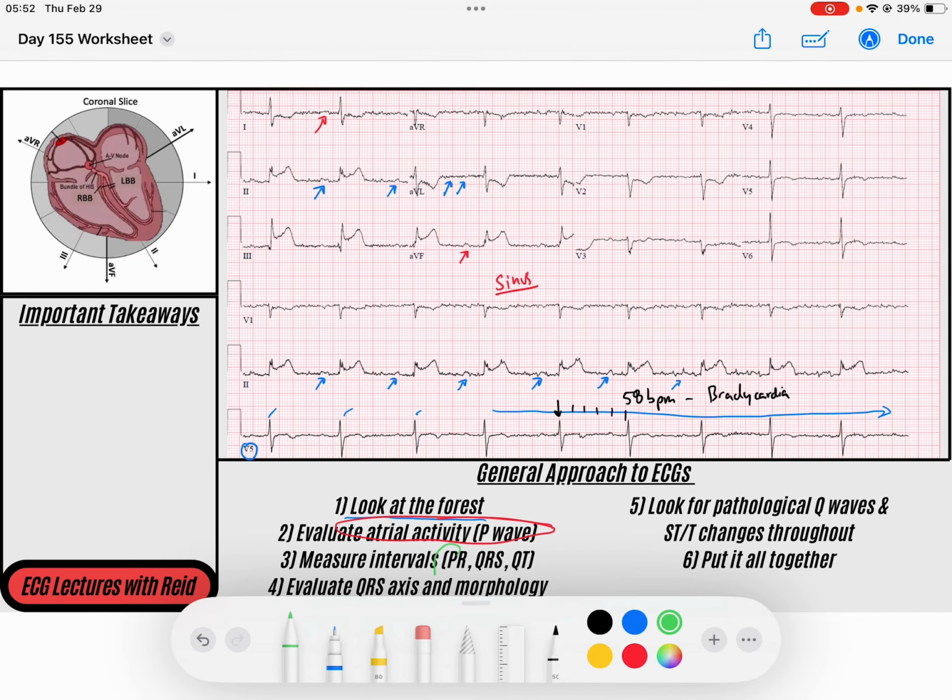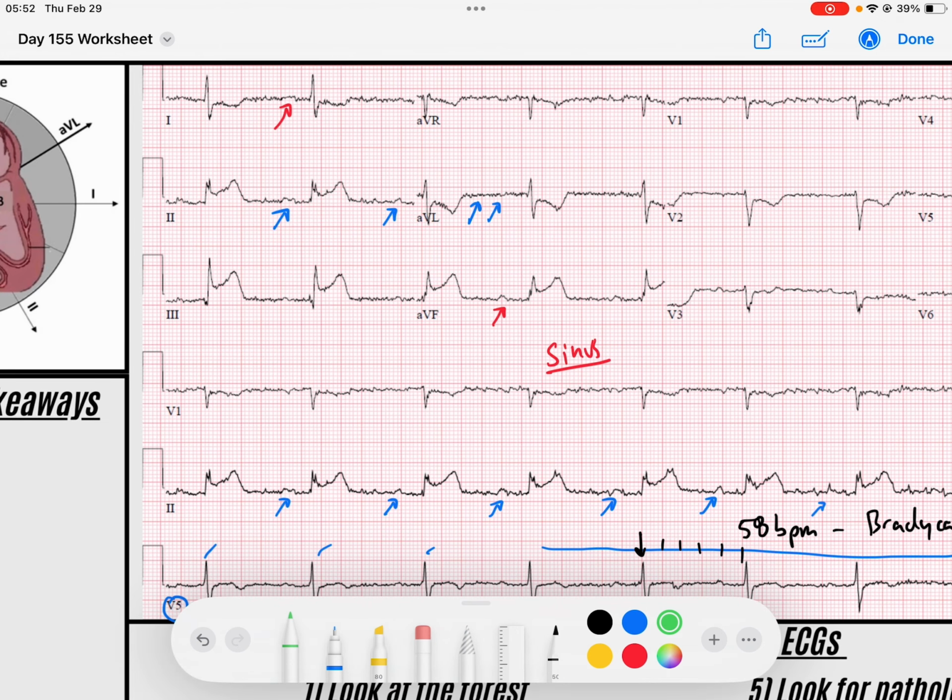I think about what my AV node is doing, what that PR interval is doing, and so I look here and I see that from the beginning of my P wave to the beginning of my QRS, my PR interval is a little bit long. My PR interval is like 7 small boxes, which is 280 milliseconds, right? We know that that is too long. Normal needs to be 120 to 200.